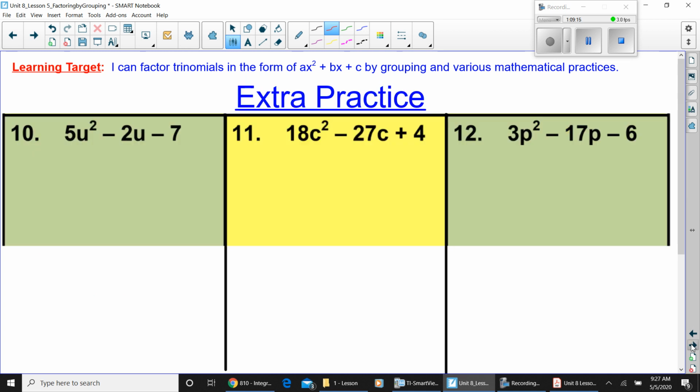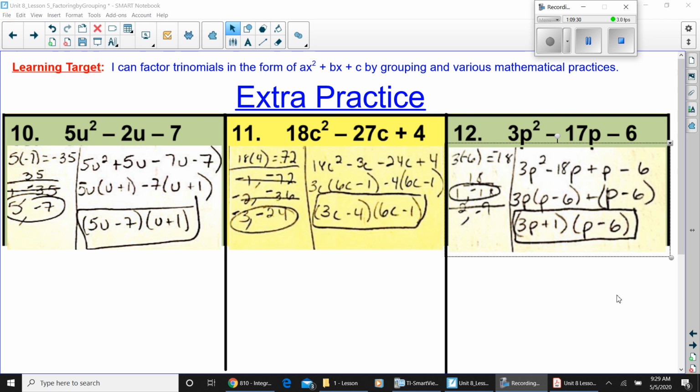All right. Go ahead, try to do these 3. I'm just going to give you the answers. Press pause right now, and I'll have the answers there for you. Okay, the extra practice number 10 is 5u minus 7 times u plus 1. Again, you just multiply 5 times negative 7, so for negative 35, you're looking for two factors that add to a negative 2, and that is 5 and negative 7. So just follow along, and those are your answers.